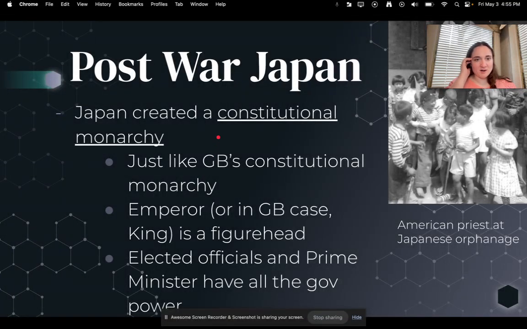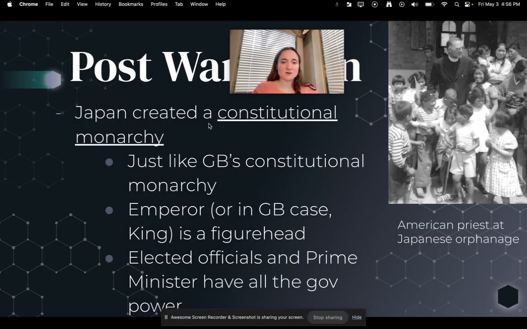What a constitutional monarchy is, just like Great Britain's constitutional monarchy, is where there is an emperor, or in Great Britain's case, a king, but in Japan, there's an emperor. And that emperor is a figurehead. Okay, it doesn't really have political power. It's just there for show. And then elected officials and the prime minister would be the ones that actually have the government power.